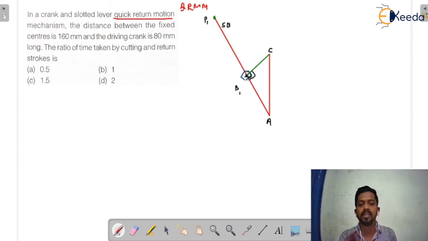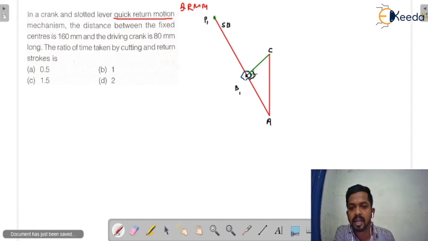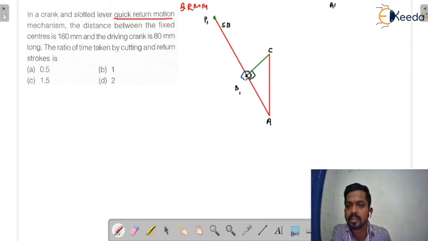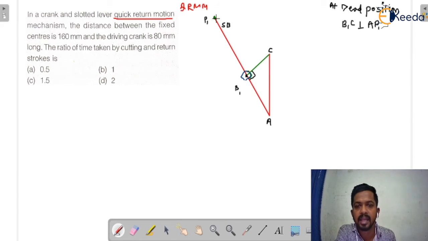Because in the right angle triangle you can apply the cos rule, that is cos theta is equal to base upon hypotenuse. So at the extreme position, or you can say at dead position, the slotted bar having zero velocity, B1C is perpendicular to AP1. So that is making a 90-degree angle.